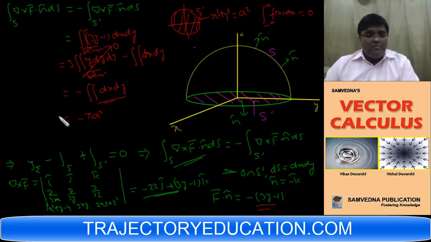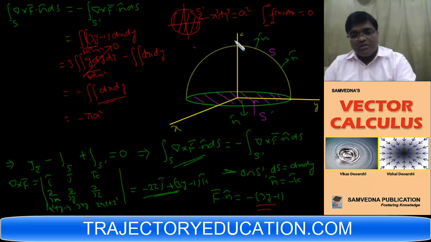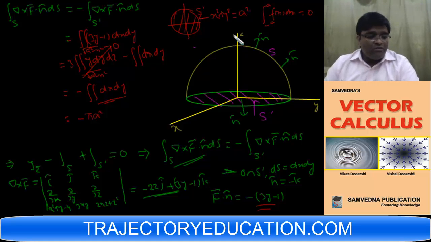So this is a very important type of problem where you convert a surface integral on a curved surface into a surface integral on a plane surface. This makes the problem very easy. Otherwise it would have been very difficult to solve the surface integral on this curved surface S. Now we'll move on to the next question.